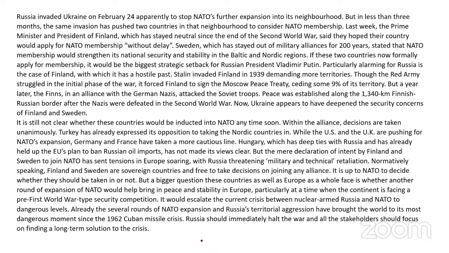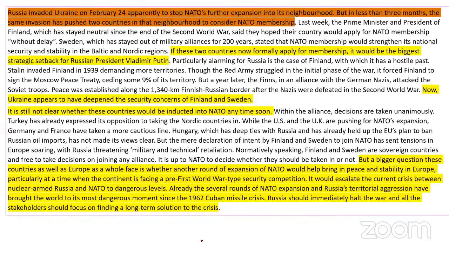Okay. Now, see what has happened here. Russia invaded Ukraine on February 24th, apparently to stop NATO's further expansion into its neighborhood. But in less than 3 months, the same invasion has pushed two countries in that neighborhood to consider NATO membership. Now, the first few lines, if you see, are building up the context, right?